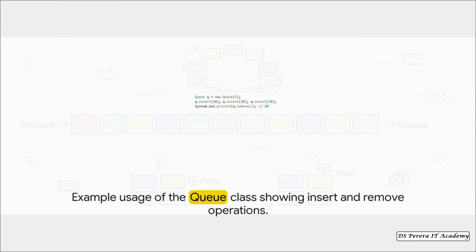Now, what happens when we call remove? Well, the code looks at that front pointer, sees it's at index 0, grabs the value there, which is 10, and prints it out. And here's the crucial part. It then increments front so it now points to index 1. So even though the number 10 might still be in the array, logically our queue now only contains 20 and 30.